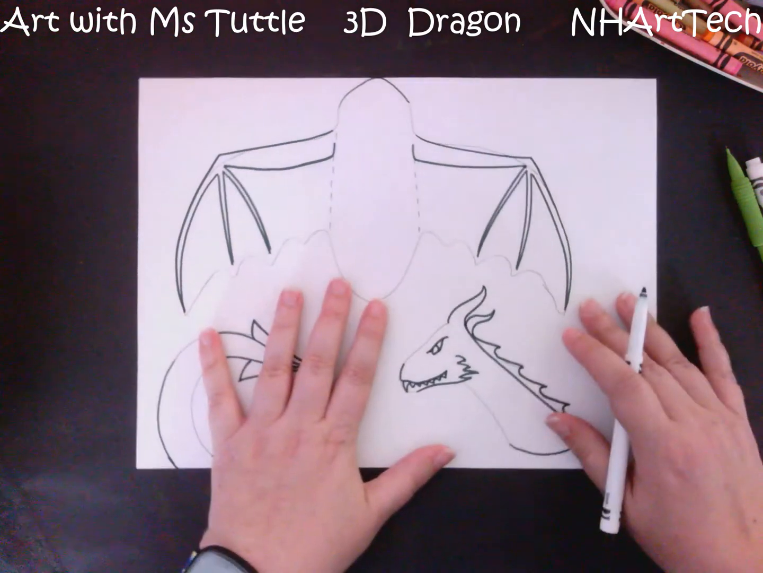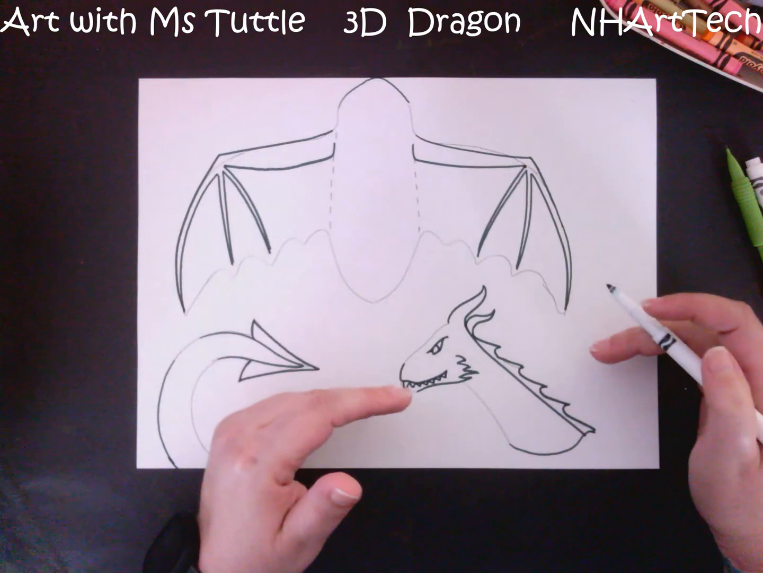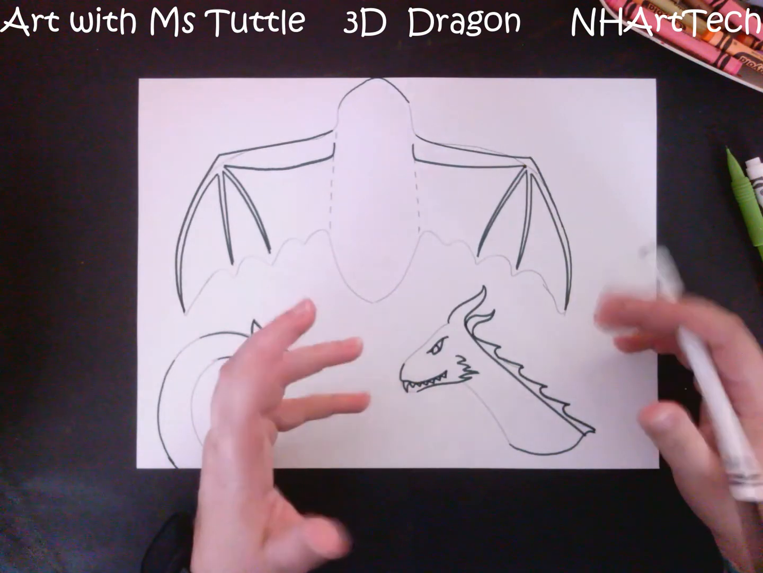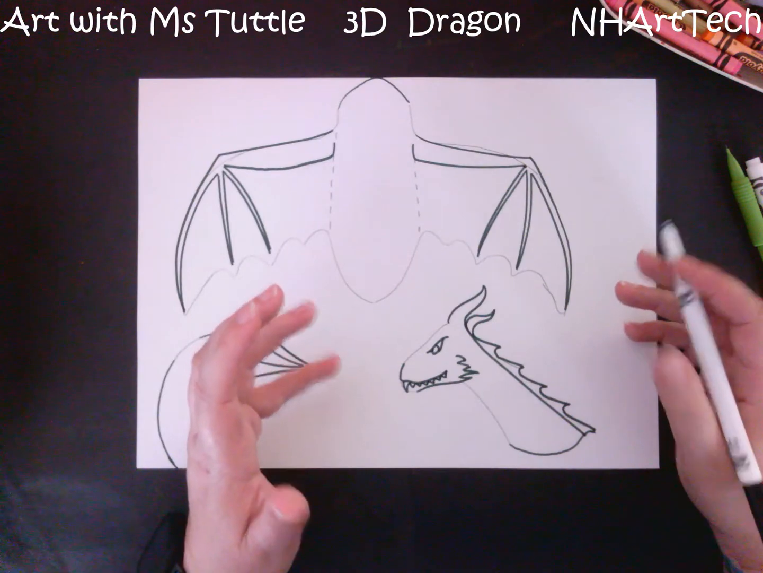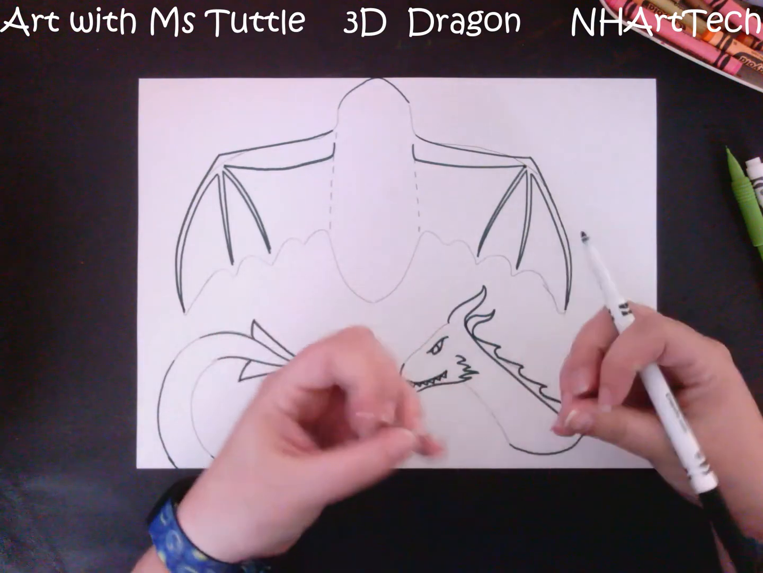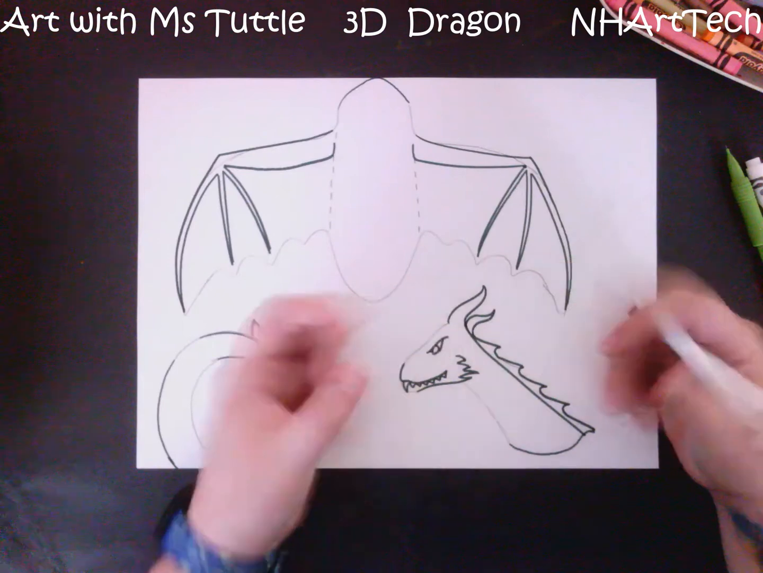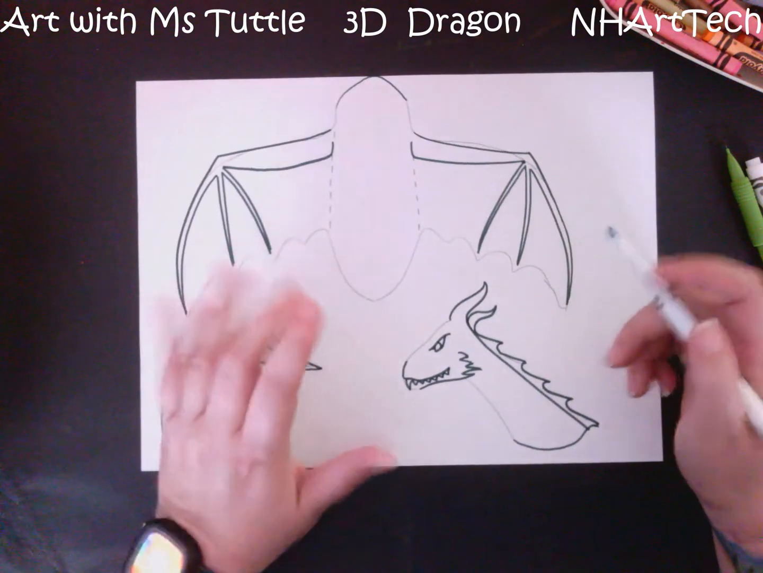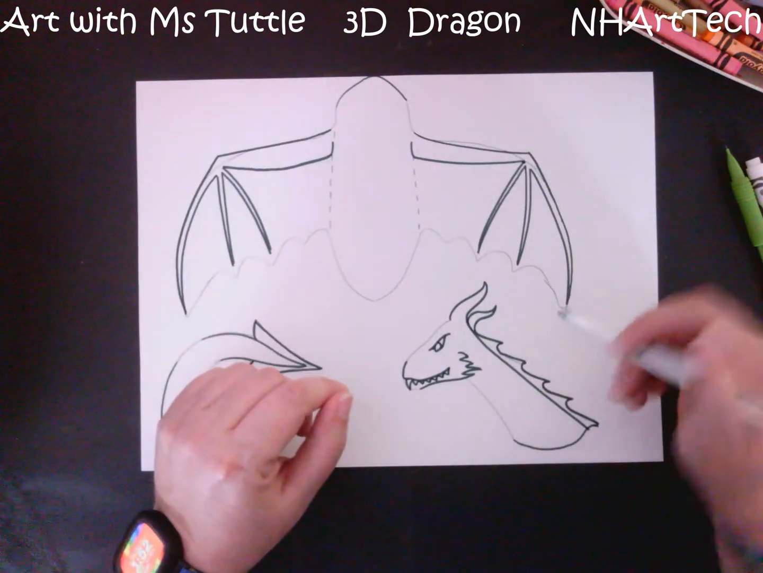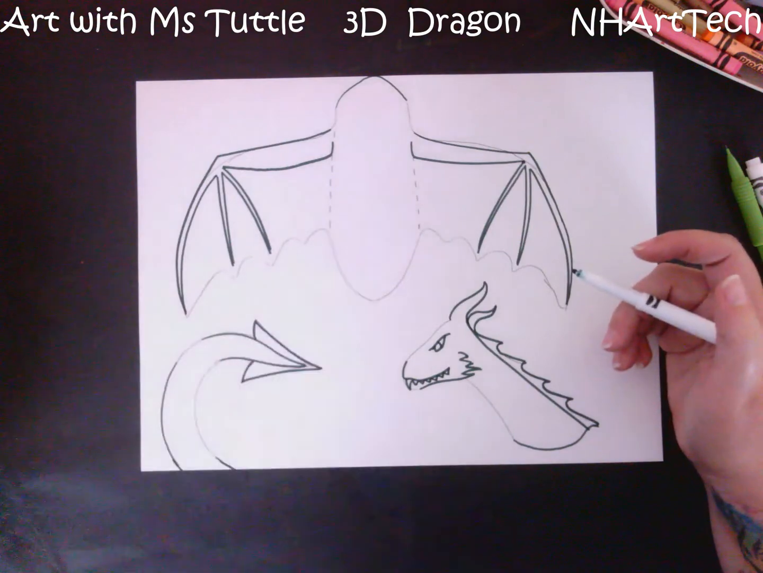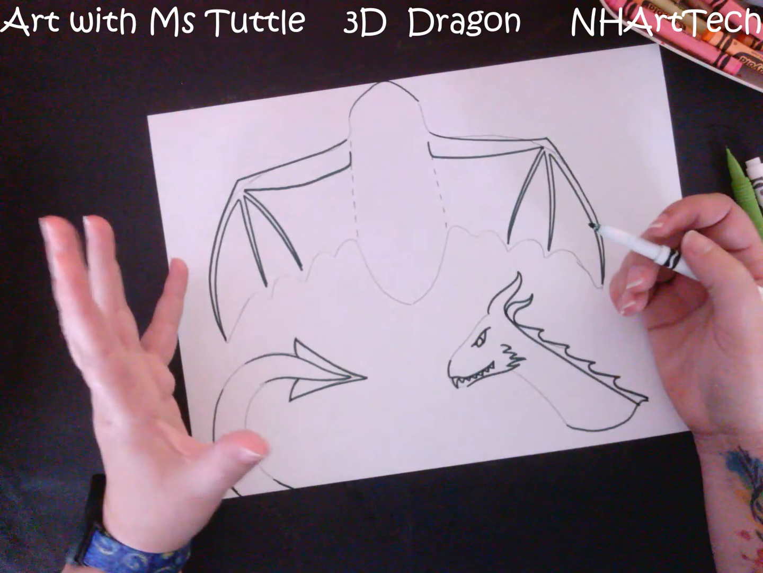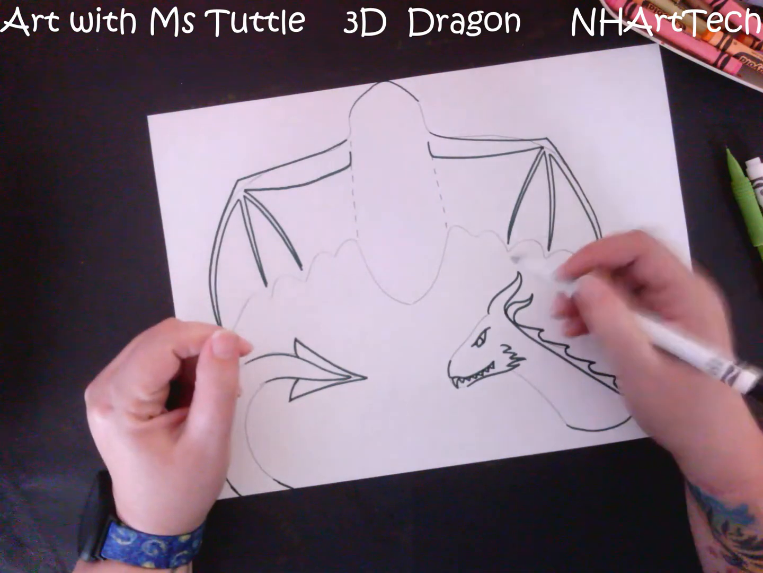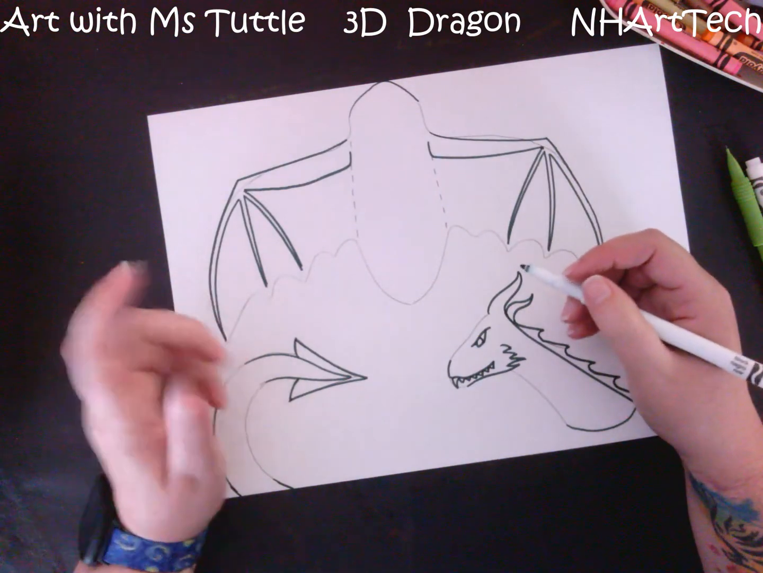So I am going to now start thinking about what texture I want my dragon to have. A lot of times we think of dragons as being scaly and bumpy. However, if you want yours to be fuzzy, you can make it look fuzzy. So I will add some scales onto mine, but if you want to add a different kind of pattern or design, you are welcome to.